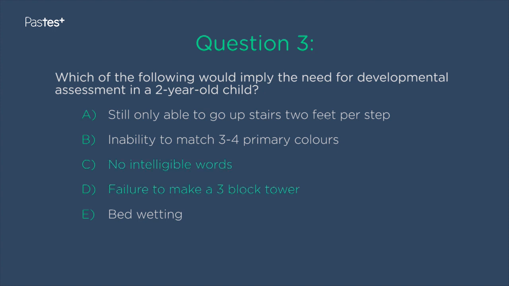This is a slightly different sort of question, asking about red flags which would suggest the need for a more detailed developmental assessment. It is normal to go upstairs alone and down, holding on, 2 feet per step at 2 years. Children can normally name one colour at 3 years, 2 or 3 at 4 years, and 4 colours at 5 years. A 2-year-old would be expected to build a tower of 6 or 7 cubes. A 3-year-old copies a circle with a pencil and imitates a cross. They would copy a cross at 4 years, and a square at 5 years.